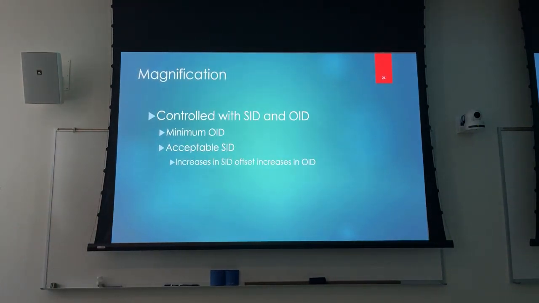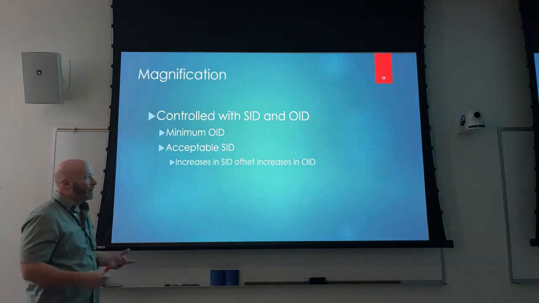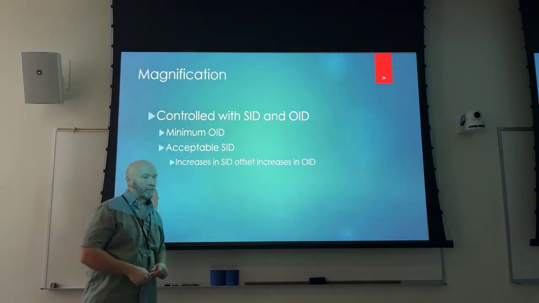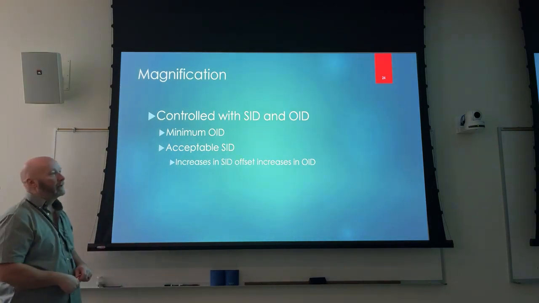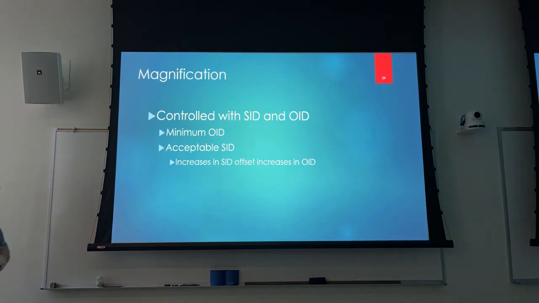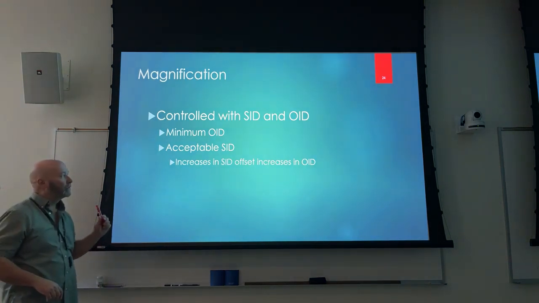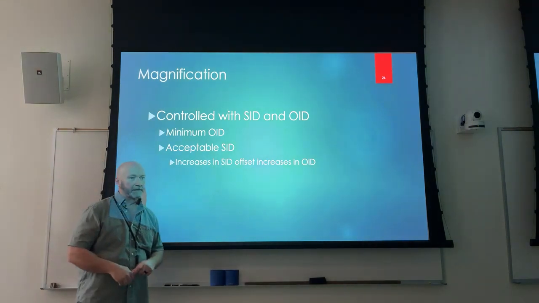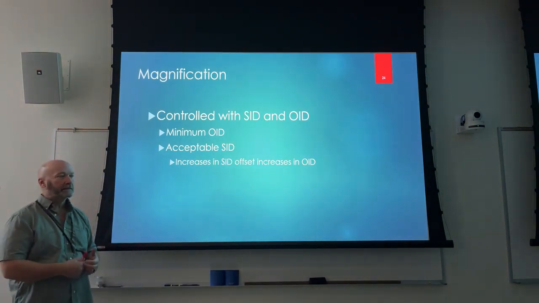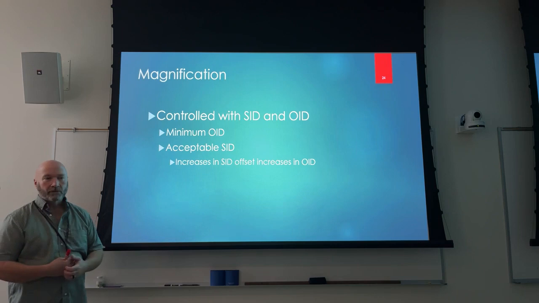So magnification is controlled with SID and OID. We just looked at that. What we want is as small an OID as possible. Can't get 0. We're always going to have some sort of OID present. We'll talk about that in a second, but also we want acceptable SID. So our established distances are 40 and 72 inches, and that's adequate. It really is.